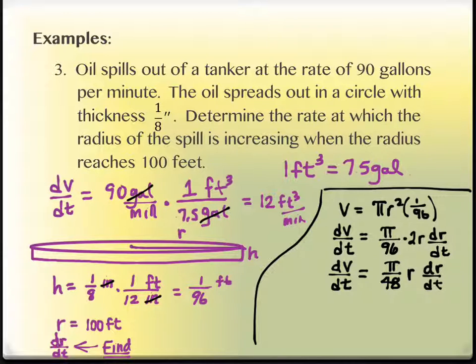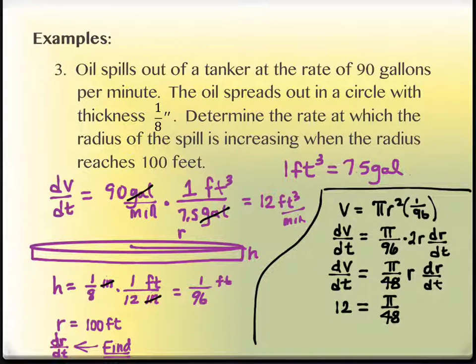What can I put in and where? The 90, but it isn't 90 anymore. We changed it to 12. Yeah, so we're going to put the 12 in where? The dV/dt. It's 12 cubic feet. What was it? Per minute. So this one's 12. I already have a pi and a 48, pi over 48.